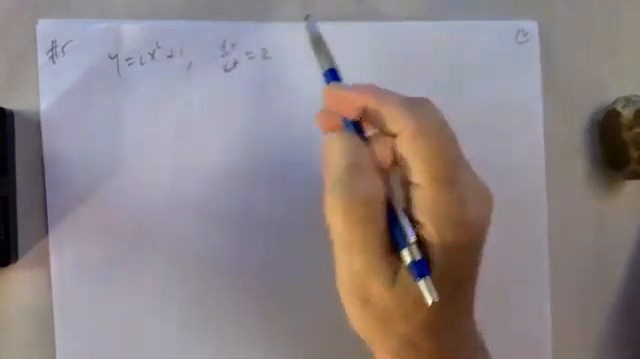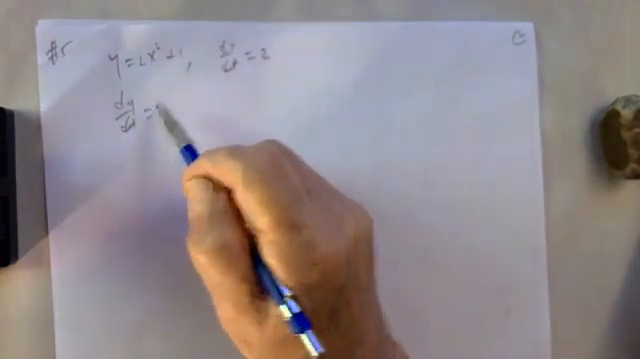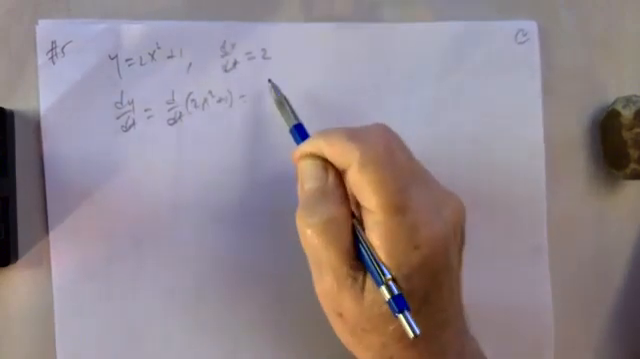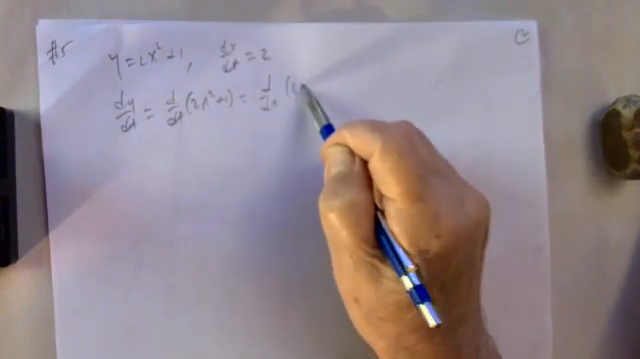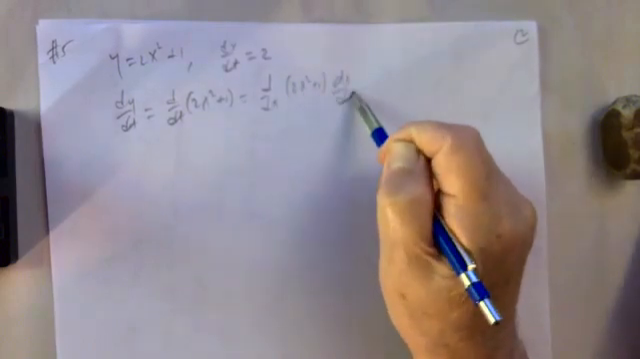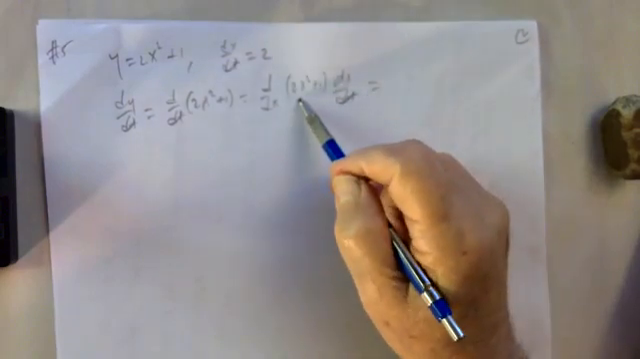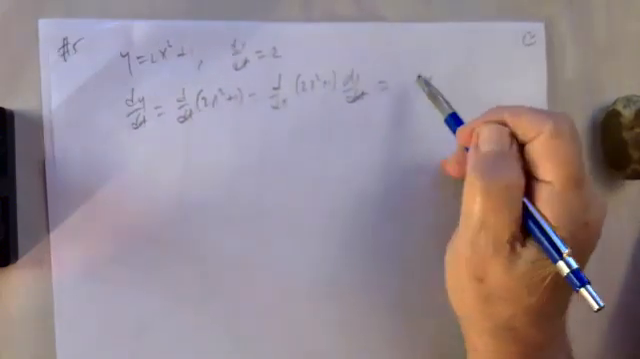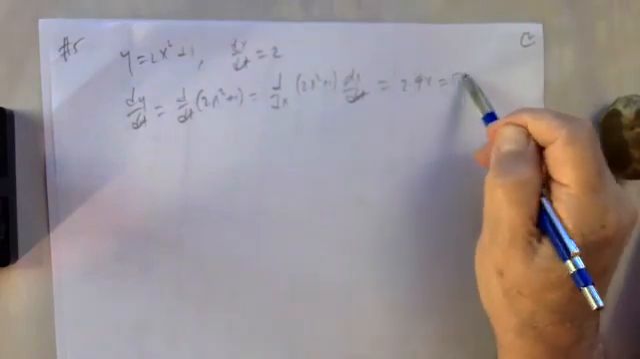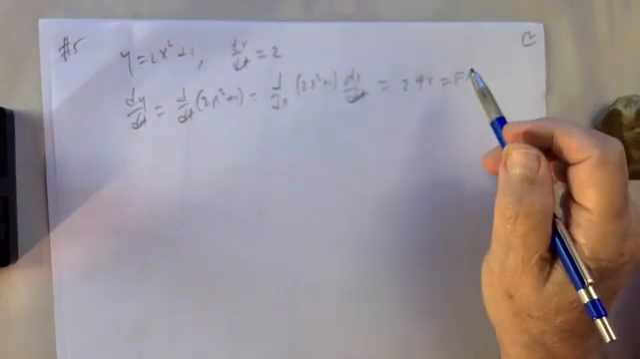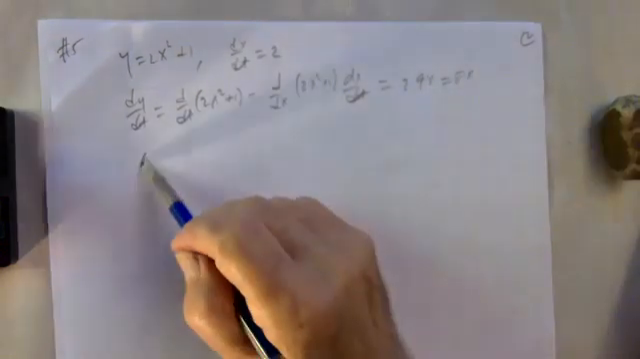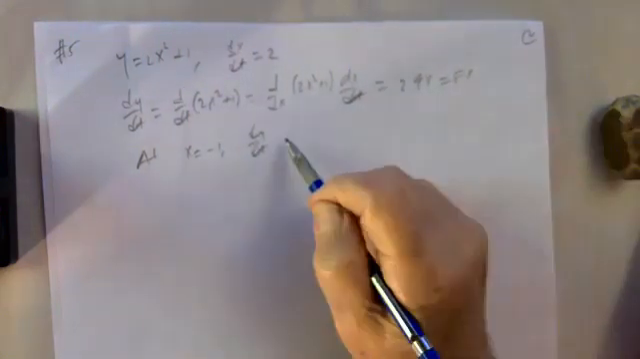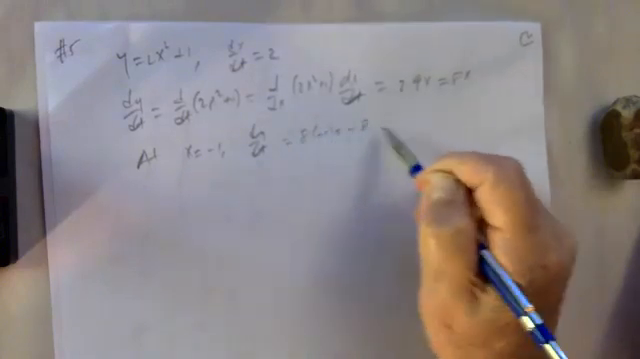If we differentiate this with respect to t, dy dt is the derivative with respect to t of 2x squared plus 1. That's the derivative with respect to x of 2x squared plus 1, times dx dt. The derivative of 2x squared plus 1 is 4x, and dx dt is 2. So dy dt is 8x for any x. So at x equal minus 1, dy dt is 8 times minus 1, or minus 8, and so on.